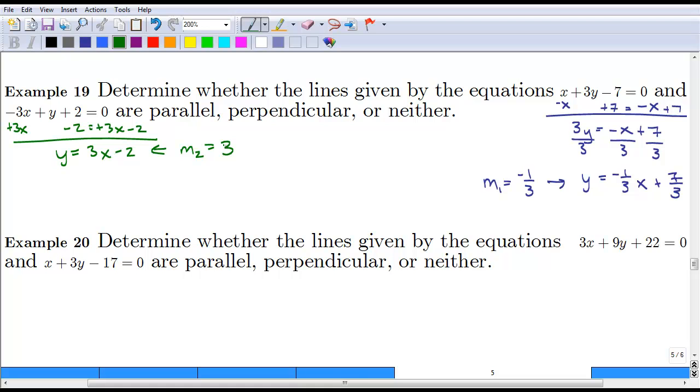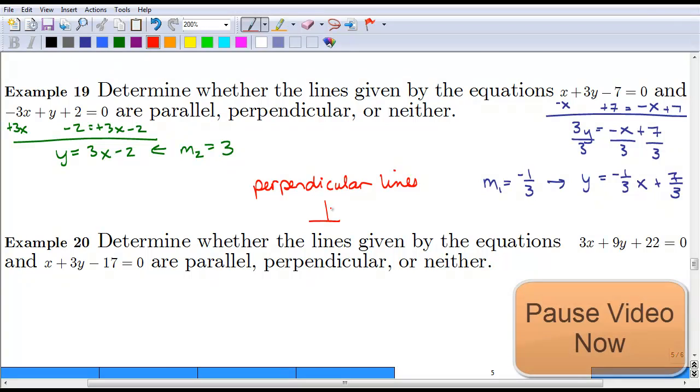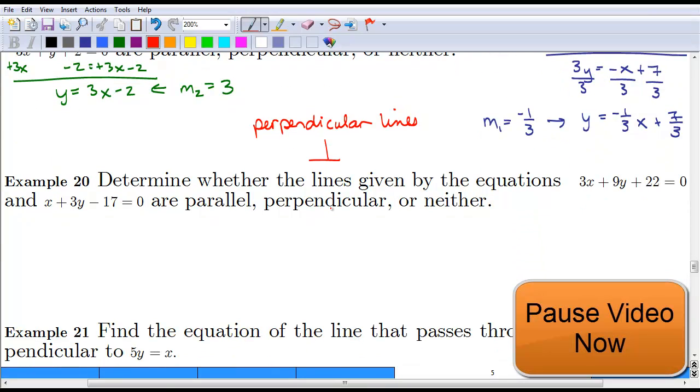And we want to see if they have opposite signs. 3 is positive, negative 1/3 is negative, so in this case it is a negative reciprocal, and therefore we have perpendicular lines. A shorthand for this is something that looks like an upside-down T, where those two lines are perpendicular. I want you to pause the video at this point and try example 20, and then resume the video to see if you've got the correct answer.